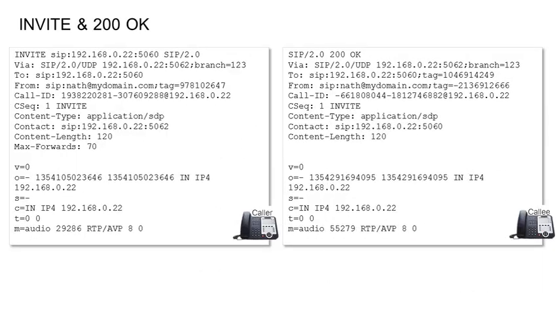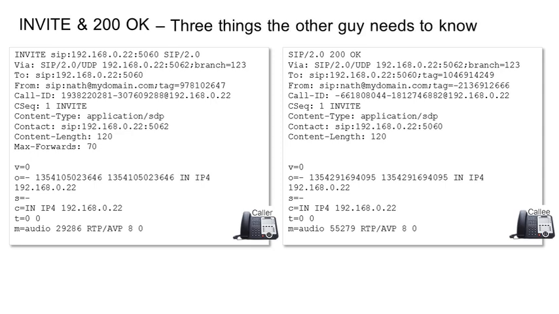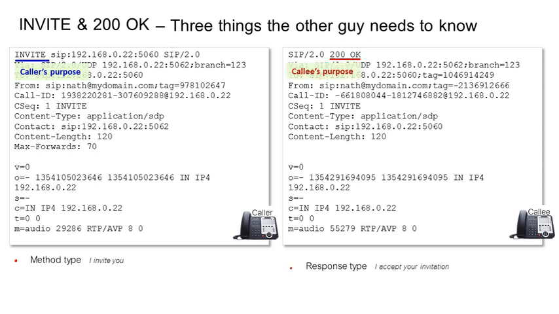In summary, the 200 OK is not just a nice-to-have response. It's critical to the call, equal, in my opinion, to the invite. Through the invite and the 200 OK, caller and callee exchange three crucial things the other needs to know. The invite request invites callee to join caller in a communication session. The 200 OK tells the caller that the callee has accepted the invitation.